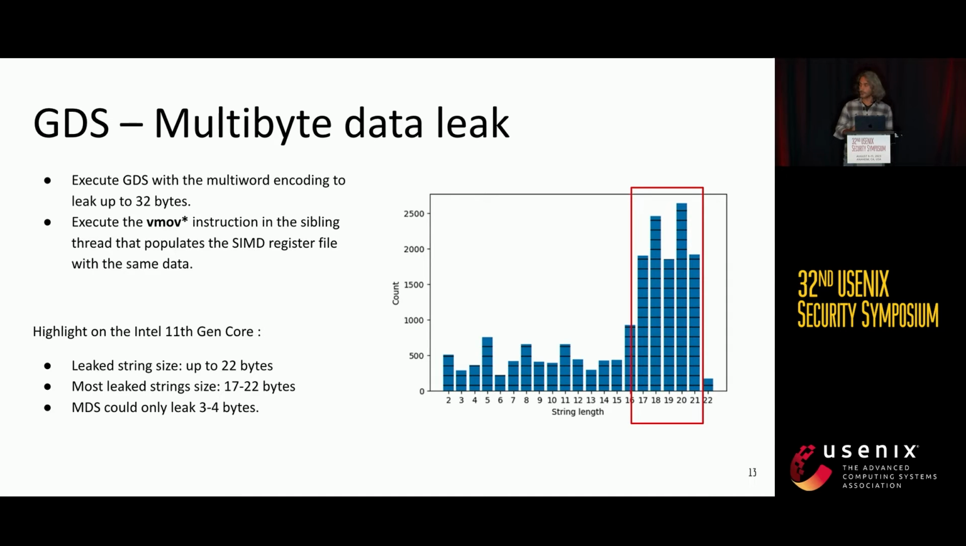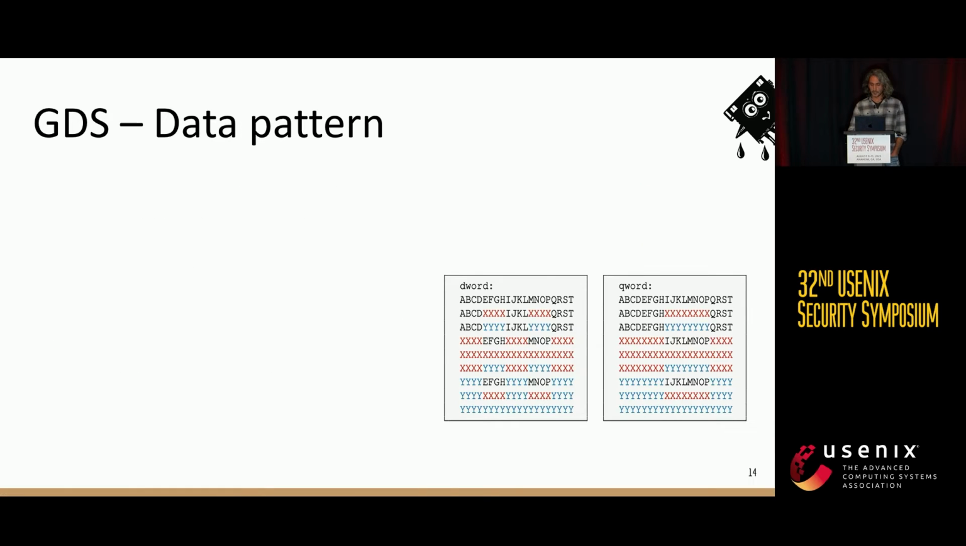And if we compare this to the previous Microarchitectural Data Sampling attack, this is a lot of data that we leak every time we execute this instruction, because the previous attack could only leak maybe 3 or 4 bytes every time. Another important thing is the data pattern that we can leak from the register file, because the register file doesn't necessarily map to the gather instruction the same way that all the other instructions map.